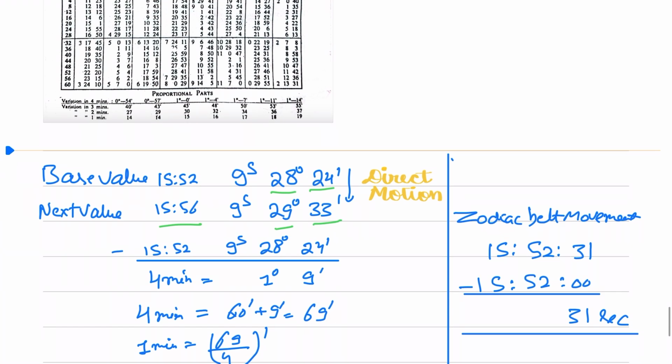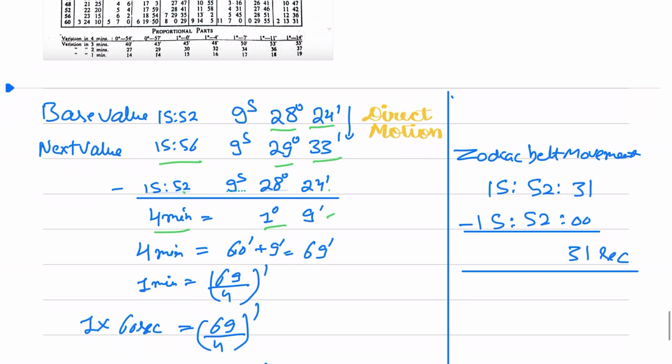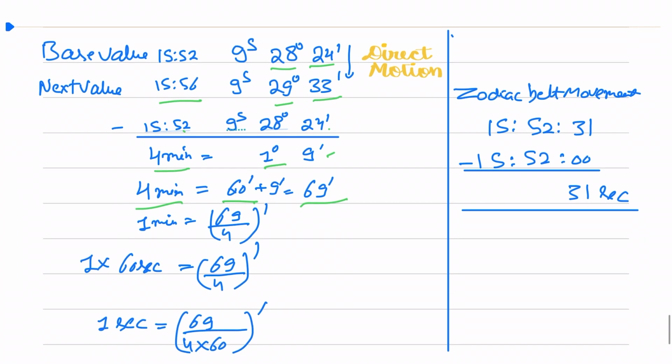So it is a direct motion, so we subtract the base value from the next value. So here it is 56 minus 52, 4 minute. From 33 if we subtract 24, it is 9 arc minute, and from 29 if we subtract 28 we get 1 degree. So 1 degree is equal to 60 arc minute. So we can write it as 60 arc minute plus 9 arc minute. It is 69 arc minute. 4 minute is equal to 69 arc minute. So 1 minute is 69 divided by 4, and 1 second is 69 divided by 4 into 60.